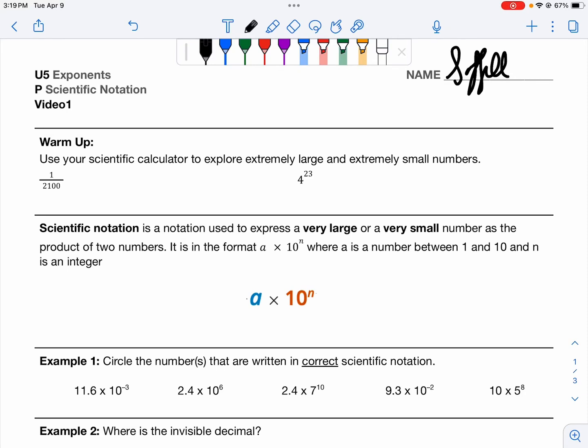All right, welcome to this video on scientific notation. Scientific notation helps us express really large numbers and really small numbers simply so that we can do some calculations and computations.